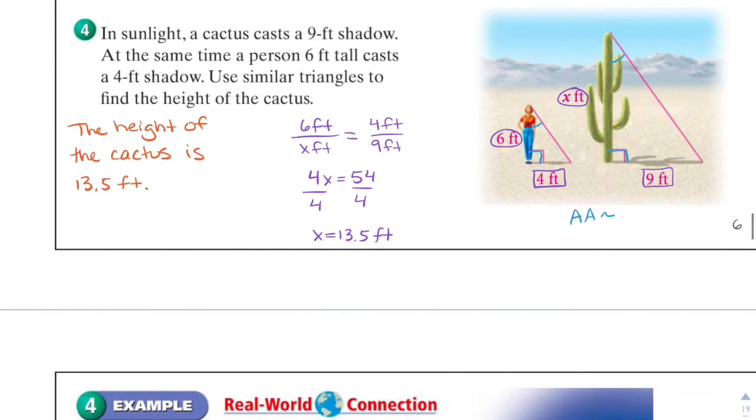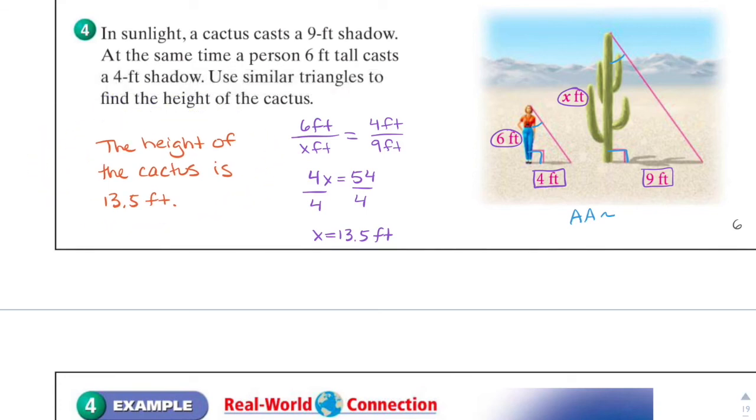And take a look. The height of the person is a little bit longer, by a third, than the length of their shadow. The height of the cactus is also just a little bit longer than the length of the shadow. So the question always is, does it make sense? And in this case, it does.